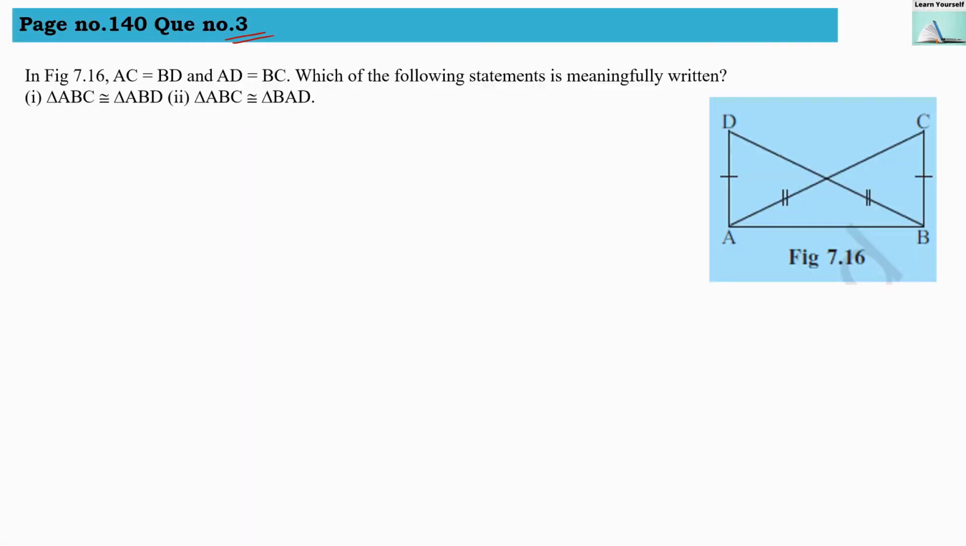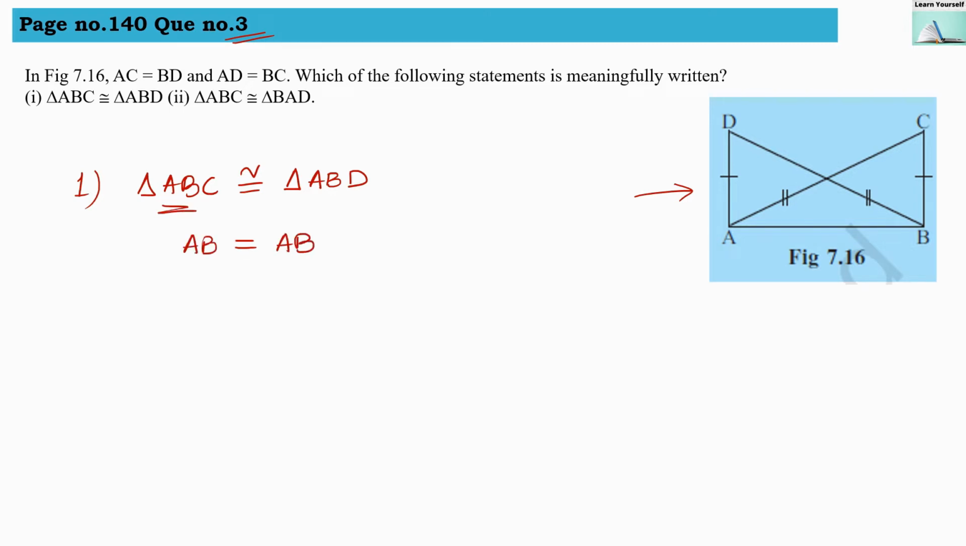Figure 7.16, AC is equal to BD and AD is equal to BC. As shown in the figure, these two sides are equal. Which of the following statements is meaningfully written? So let us check the first statement, that triangle ABC is in congruence with triangle ABD. So AB side is equal to AB side.